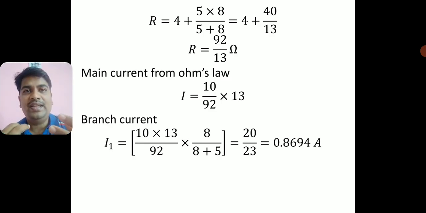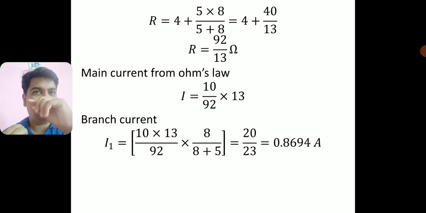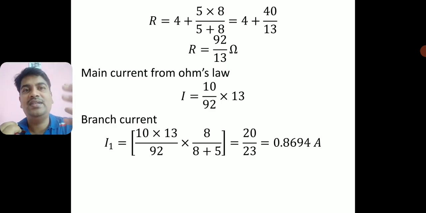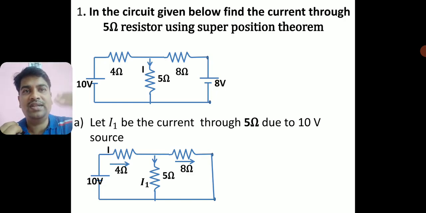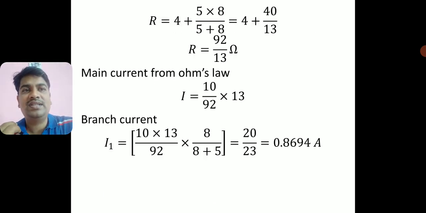Now I need to apply the branch current formula to get the current flowing through the 5 ohm branch. The branch current formula is the main current times the resistance in the other branch, divided by the sum of the two resistances. You need to know the two branches here: one is 5 ohm, another is 8 ohm. I am looking for the current through the 5 ohm, so the other branch is 8 ohm. So the main current, which is 10 by 92 into 13, into the resistance in the other branch, 8, divided by the sum of the resistances, 8 plus 5.